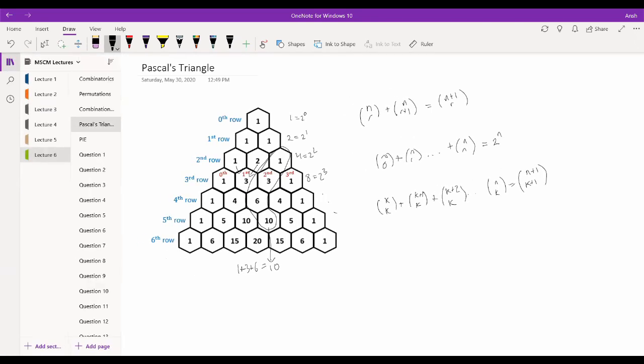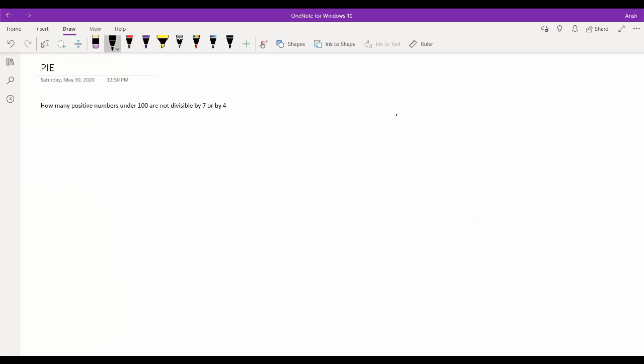All right, so our final topic that we're going to talk about is called the principle of inclusion-exclusion. It's a way to avoid overcounting cases in a problem. And once again, this is easiest to demonstrate through an example. We want to find out how many positive numbers under 100 are not divisible by 7 or by 4. One of the key strategies for the problem is that it's easier to consider the complement. How many are divisible by 7 or 4? And subtract them from the total numbers. This is called complementary counting, and it's a common technique when it's easier to count what's not true instead of what is true.